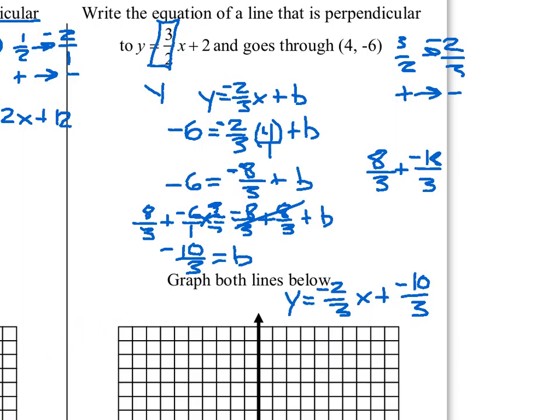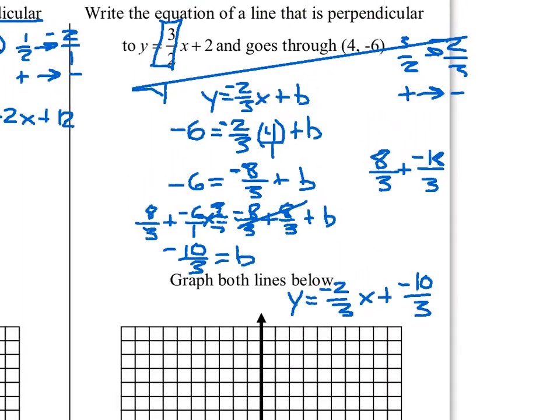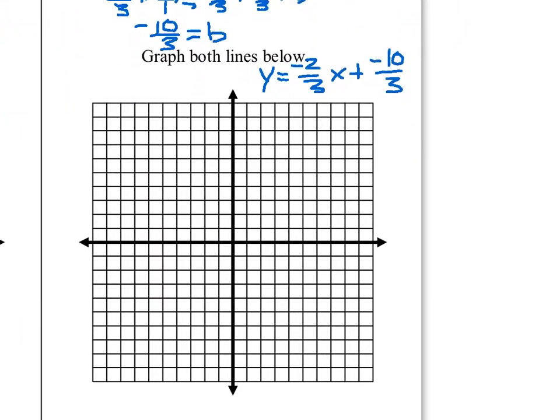So the first equation is going to be really easy to graph. 3/2 x plus 2. So y-intercept of 2, this is our original equation. Rise 3, run 2. Rise 3, run 2. I'm going to go ahead and use my straight edge for this one.